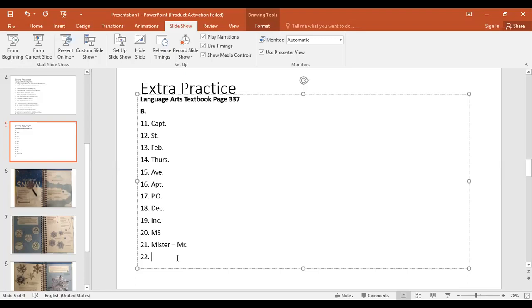Friday. Last Friday, we used our masters to make blueberry muffins. Friday. F-R-I dot. F-R-I. Very good.